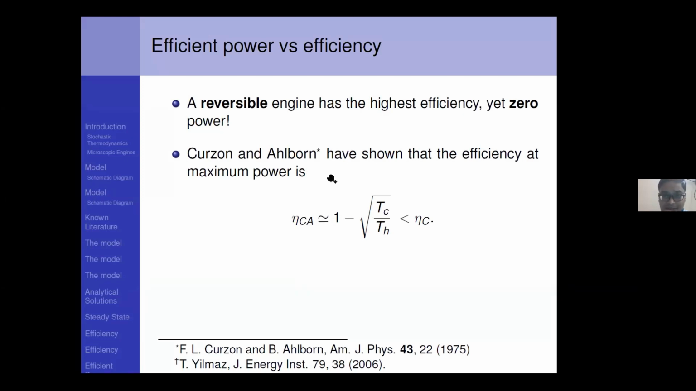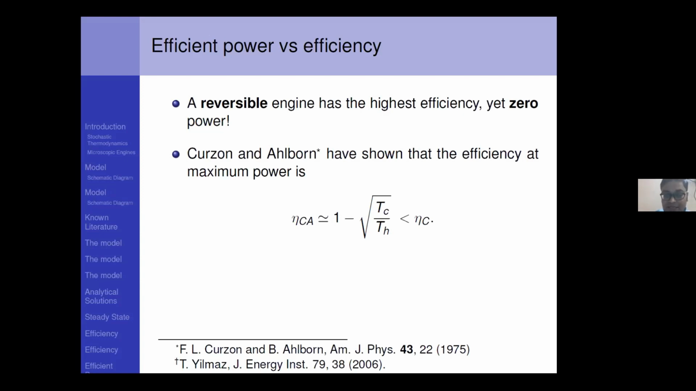But suppose I have an engine which outputs a high power, and yet it has a 5% efficiency. Is that a good enough engine? If it is a very low efficiency, again there is a lot of wastage in energy, right? So both things should be taken care of. It should have a reasonable amount of efficiency as well as a reasonable amount of power.